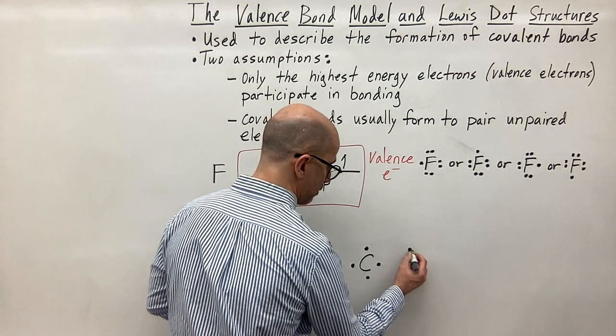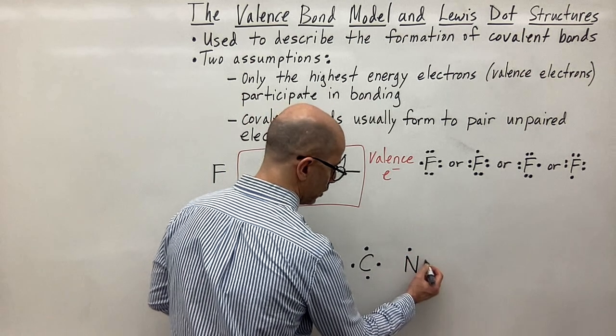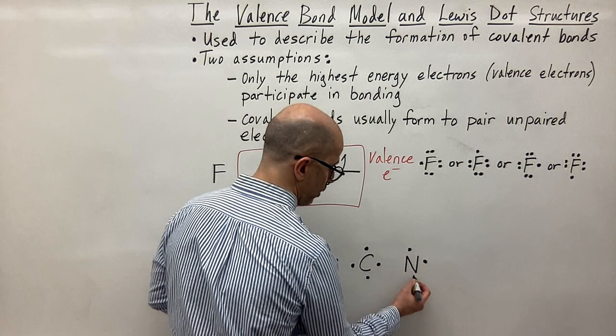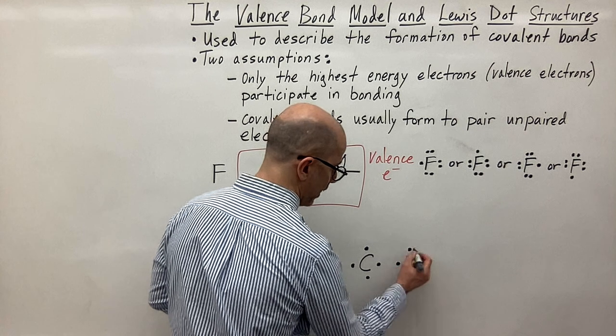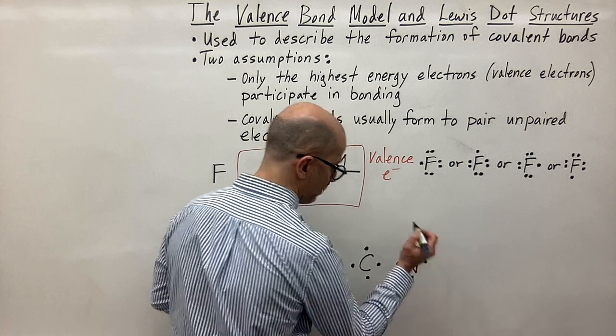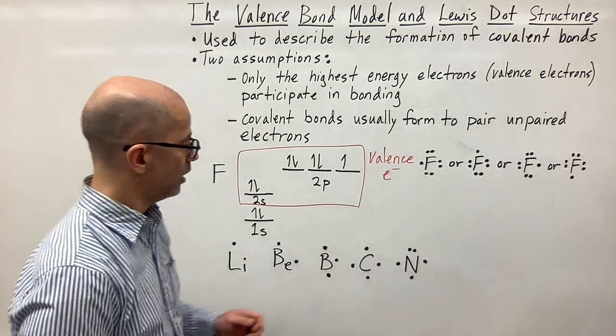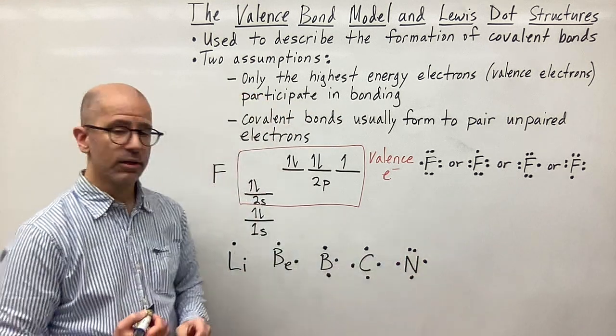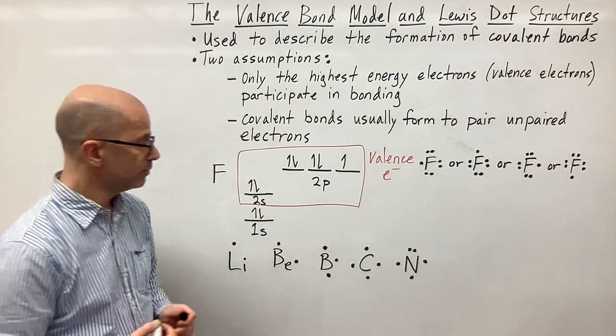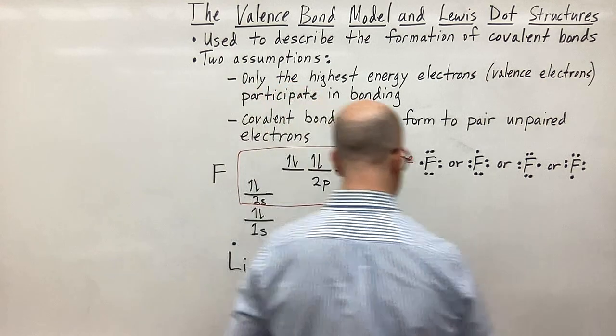So I'm going to start on the top again. So I'm going to put 1, 2 on the right, 3 on the bottom, 4 on the left, and then I have 5. Now I start to pair them up. Now I have a lone pair. So I have 3 unpaired electrons and a lone pair for my nitrogen. Next would be oxygen.